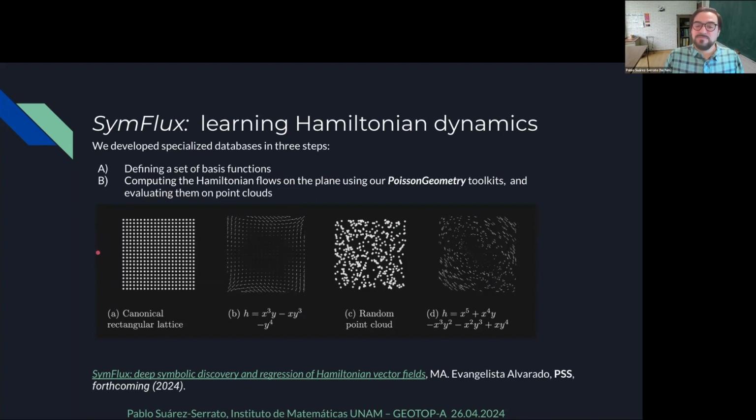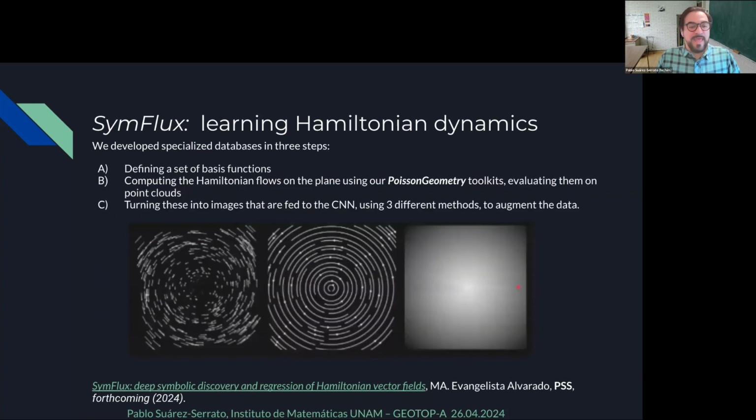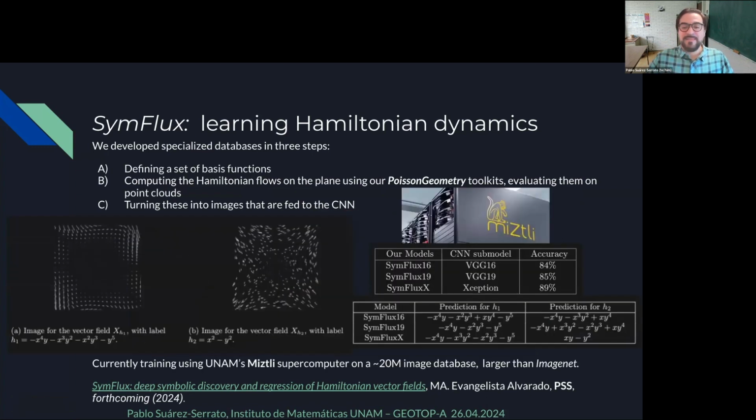And then we evaluated on different meshes. We considered the canonical mesh, but also random point cloud meshes. Sorry, lattices. So this is the canonical rectangular lattice, and this is a random point cloud. And this is what the evaluation of a vector field would look like there and there. And then we turn these vector fields into images that are fed into the CNN using 3 different methods to augment the data. So these are 3 examples of just a single vector field, how it's processed to be inputted into the CNN. And these are some of the results that I want to present today.